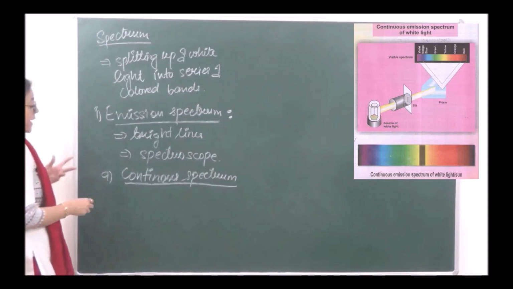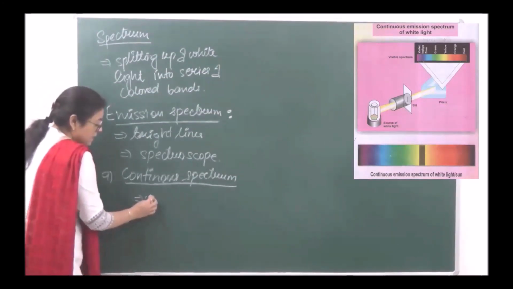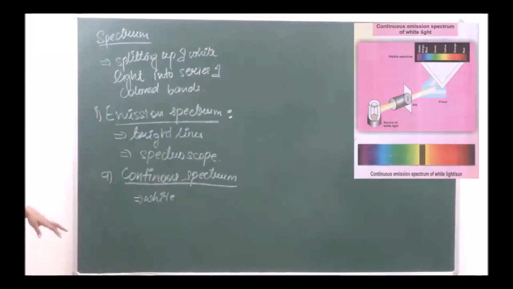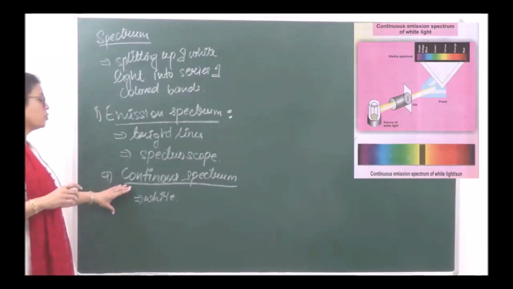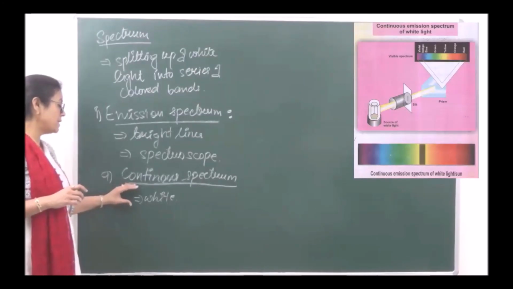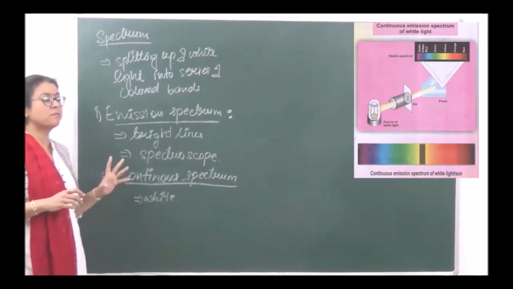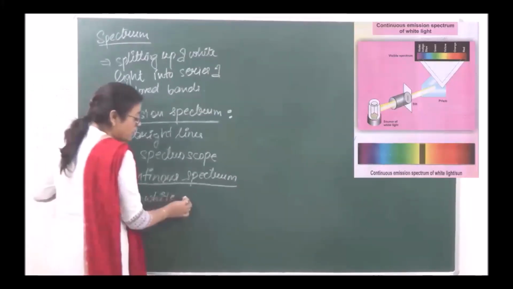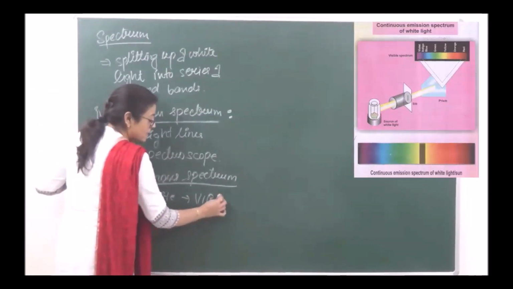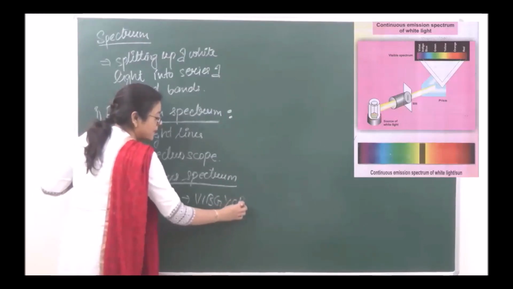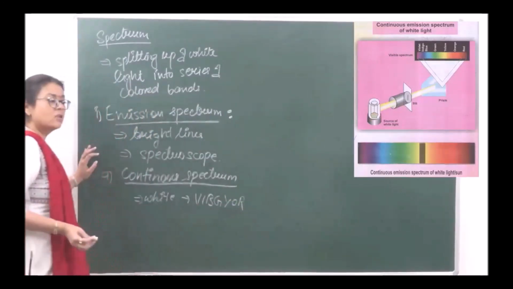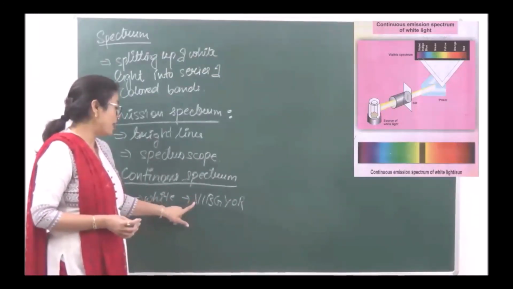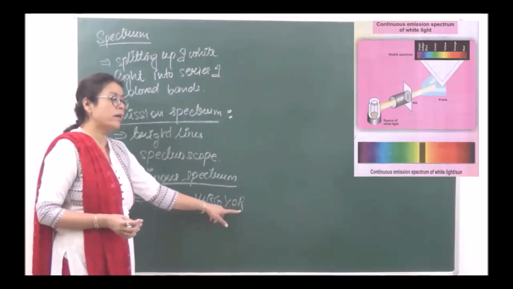Over here, the light which we are going to take is a source of white light. In continuous spectrum, when this white light is passed through a prism, it is going to give us the colors of the rainbow. That is, we are getting a spectrum with all 7 colors of the rainbow. Okay, so violet, indigo, blue, green, yellow, orange and red.